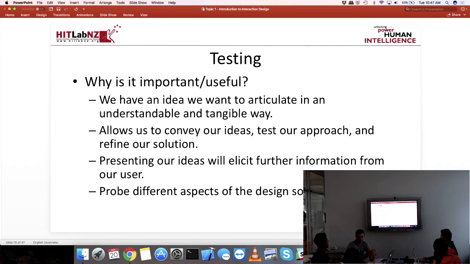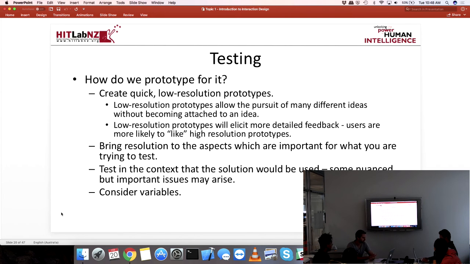So we never have to test a complete solution. We can test various aspects, and the prototypes that we're building should reflect those aspects that we're trying to test. So if we're trying to test, is this button in a good place? Why bother making the rest of the user interface look nice? Just focus on that one button, because the more effort you put into that prototype, the more likely you are to get a more general critique. Whereas if you just focus on the one thing you want to test, the more likely the critique and the feedback is going to be about that one thing.